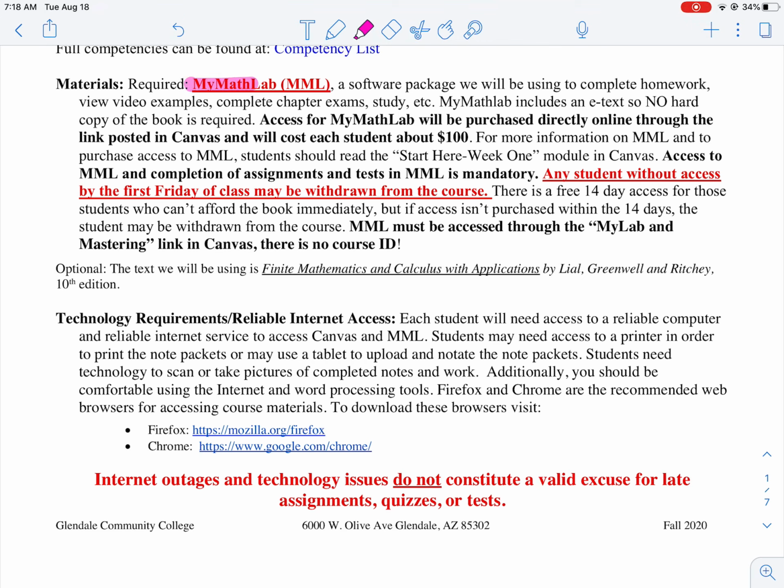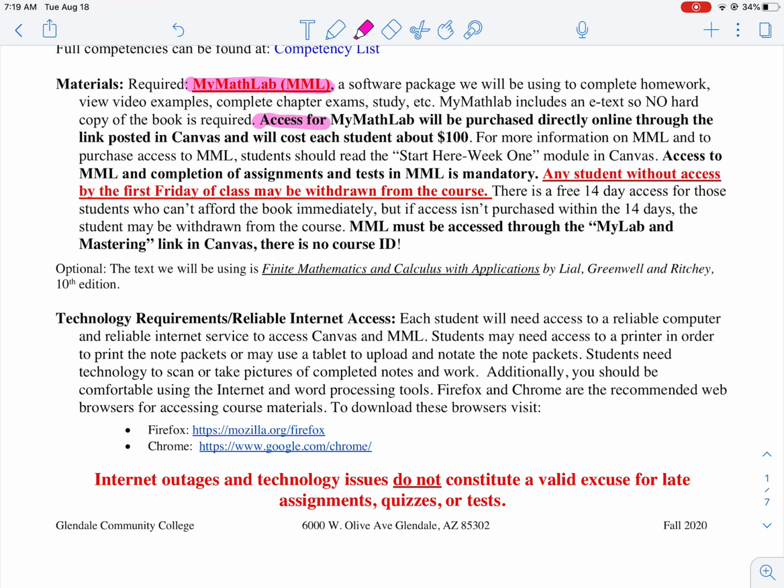You are required to purchase the code for Mymathlab. This is the online software that we're going to be using to complete homework, to complete the chapter exams, to do the reviews. There's extra video examples in there if you need it. Everything is pretty much done on Mymathlab, besides the video lessons and the stuff I've provided in Canvas. Mymathlab includes an e-text, so you do not need to buy a hard copy of the book unless you want it, and then it's a little bit more expensive.